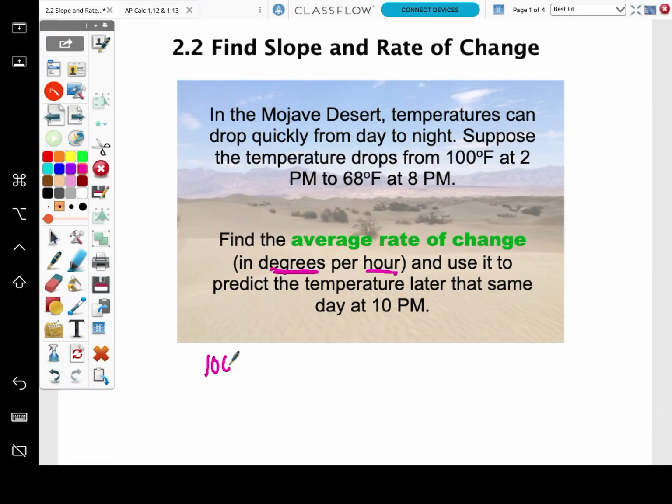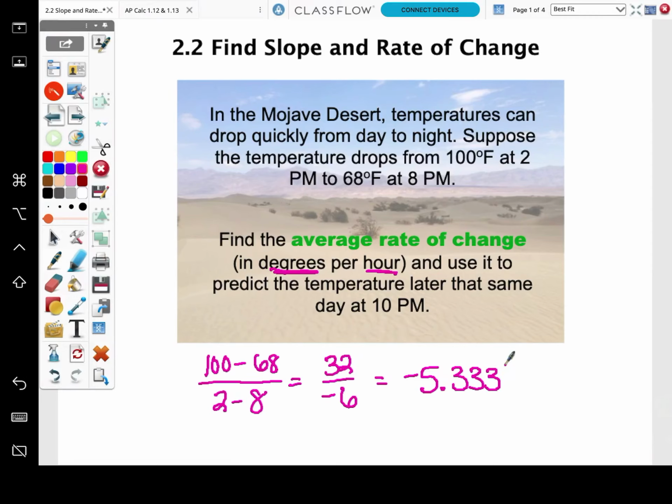So for degrees, we're going to take 100 degrees minus 68 degrees, over 2 p.m. to 8 p.m., so the change in time. It was supposed to be an 8. Okay, and if we take 100 minus 68, we should get 32, and this is negative 6, right? So we would have 32 divided by negative 6, which is a negative 5.333 degrees Fahrenheit per hour.